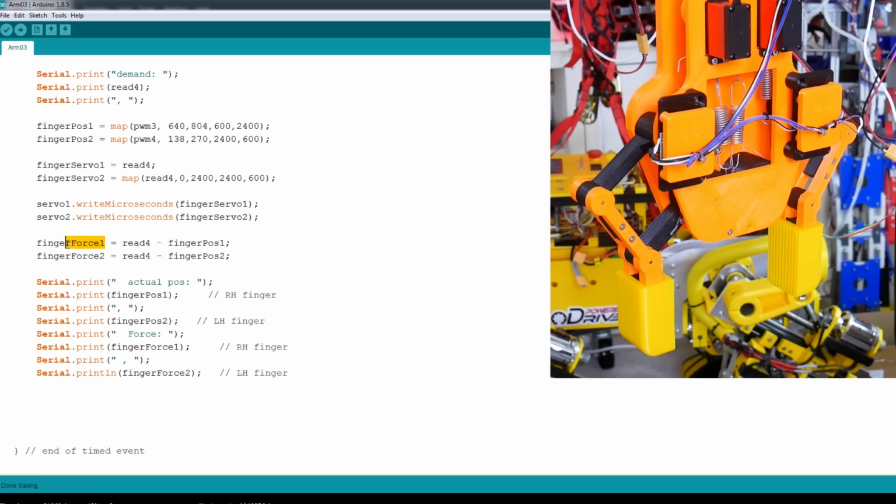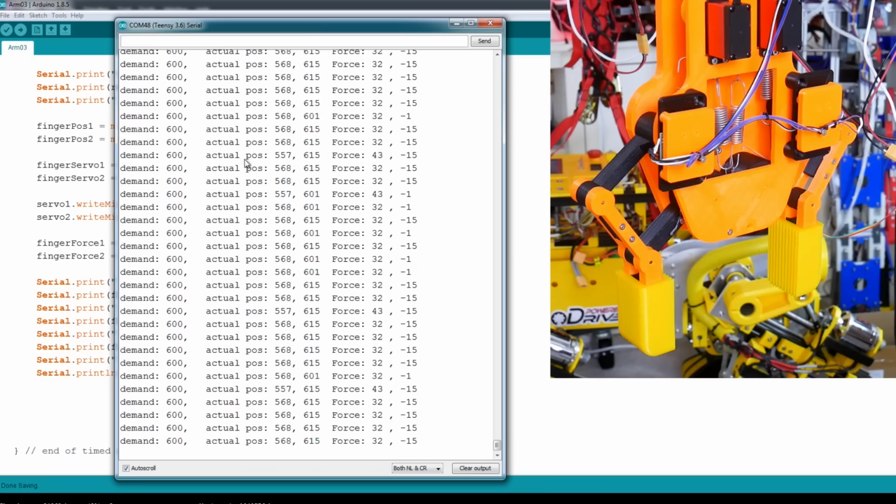To work out the force for each finger, we've taken that demand and taken away the actual position of the finger reading from that encoder. So those values are all the same scale, and that should tell us how much force there is. And we're now writing that out to the serial terminal. So now we should be able to see the demand position, the two actual positions of the fingers, and the differences, which is how much the springs are stretching.